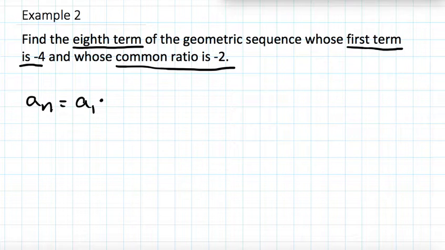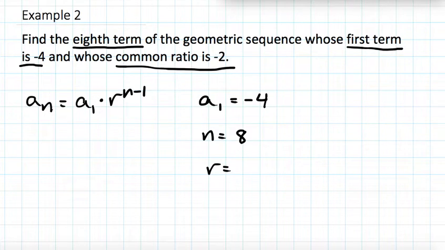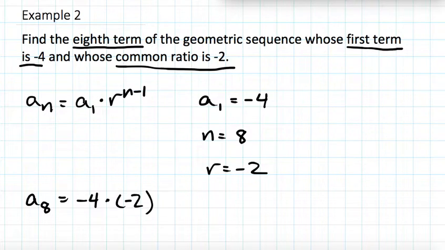equals a sub 1 times r to the n minus 1. My a sub 1 here is negative 4. I want to find the 8th term, so n is 8. And my common ratio is r, which is negative 2. So I'm looking for a sub 8. Plug in negative 4 for a sub 1. Plug in negative 2 for r. And then this is going to be 8 minus 1.